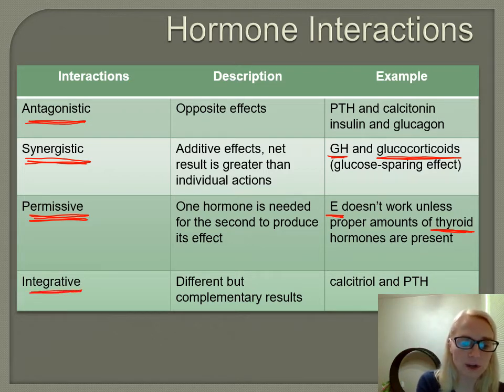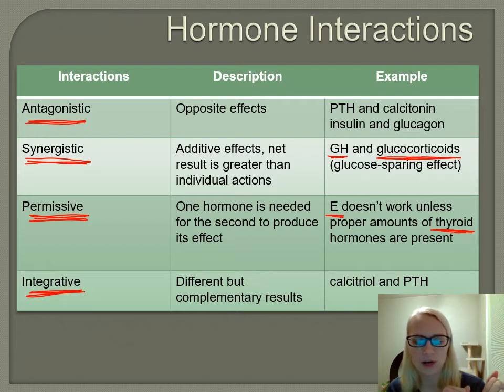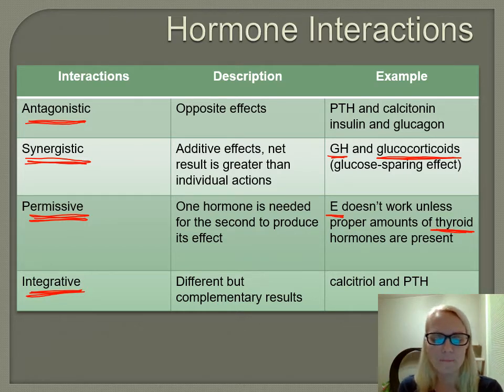And then last we have integrative, however you want to pronounce that, different but complementary results. So both calcitriol and PTH help to increase blood calcium levels, but they go about it slightly differently. PTH can target your osteoclasts, but calcitriol can only go to your digestive viscera. So similar outcomes, but different ways of getting to that outcome, right? So just some vocabulary, hormonal interactions with some examples.